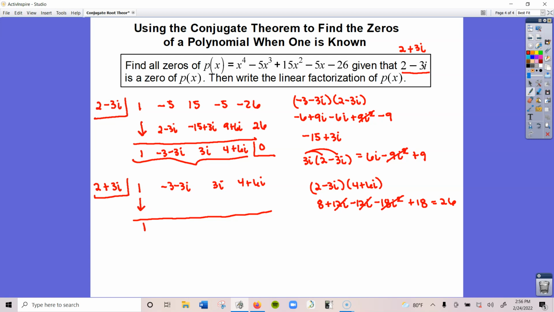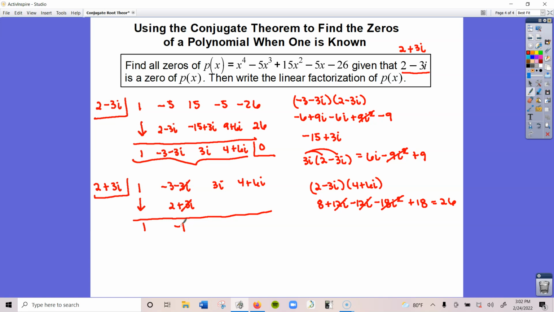I bring down the 1. 1 times 2 plus 3i is 2 plus 3i. And if you did this correctly, what's always going to happen is that these imaginary numbers will end up canceling. See, we had -3i plus 3i, those cancel out. And so now we only have to add the real numbers. So -3 plus 2 is -1.